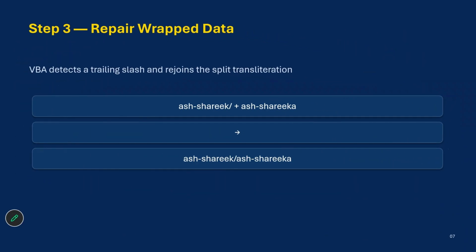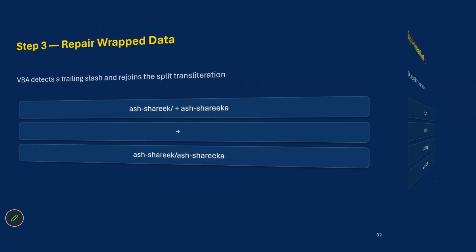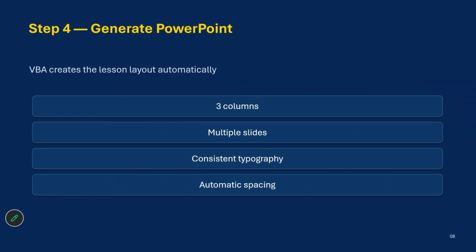Step 3. Repair wrapped data. Instead of manually correcting the source, we made the automation handle it. If VBA detects that a transliteration line ends with a /, it joins the following physical line before constructing the logical records. The irregular PDF input is therefore repaired before PowerPoint generation begins.